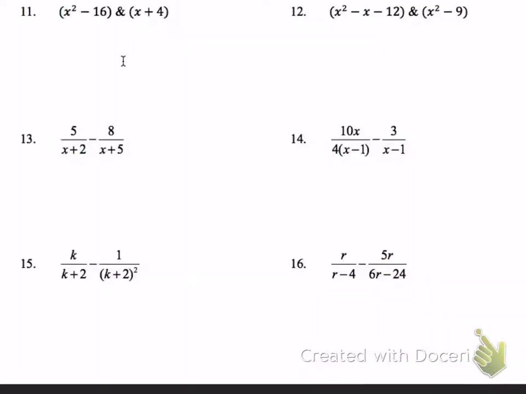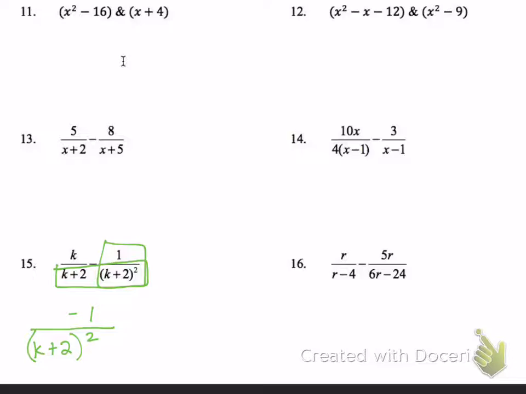All right, let's look at number 15. So I have these denominators. One is k plus 2, one is k plus 2 squared. So what would my least common multiple be, or what would the denominator need to be to make them the same? K plus 2 squared. So this is already k plus 2 squared. I don't need to do anything with the minus 1 on the end, like on the right.